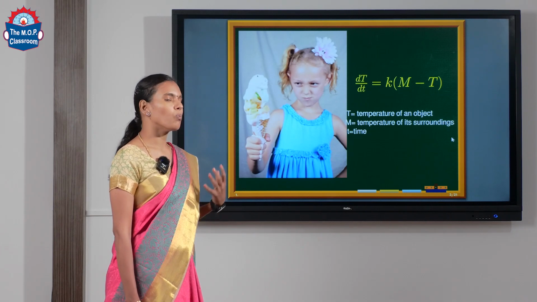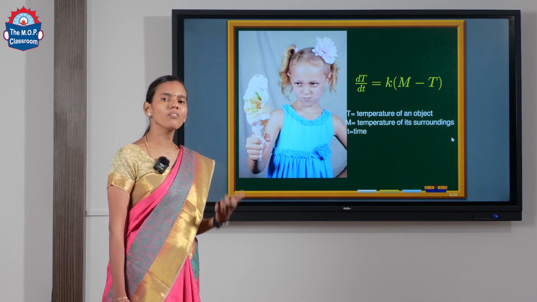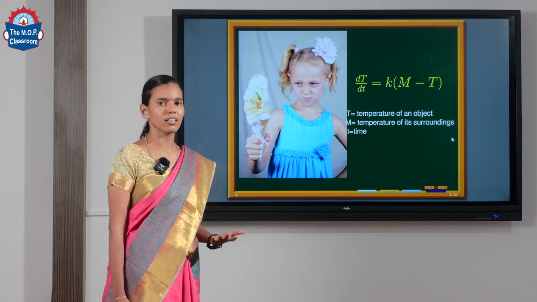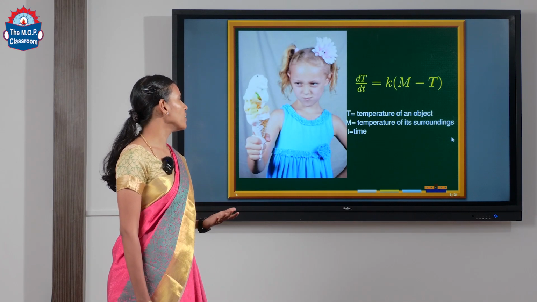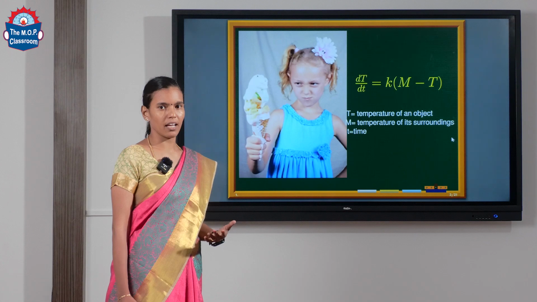So what can we find from this? How long will it take for the ice cream to melt completely? We denote the proportionality constant by k.